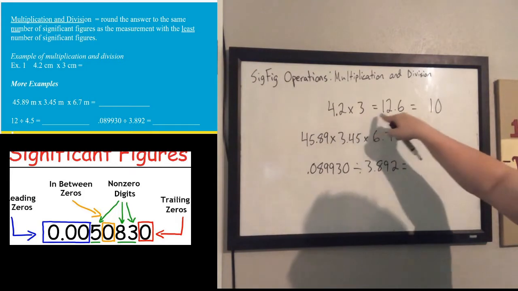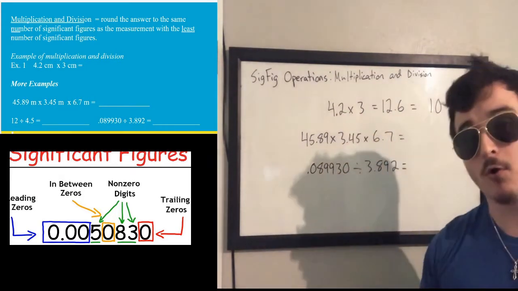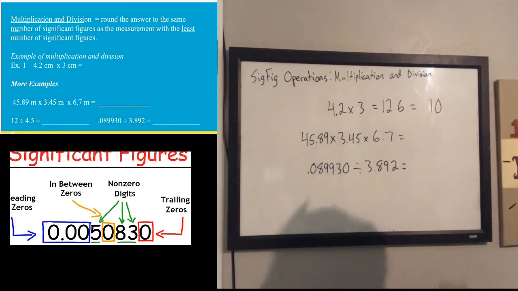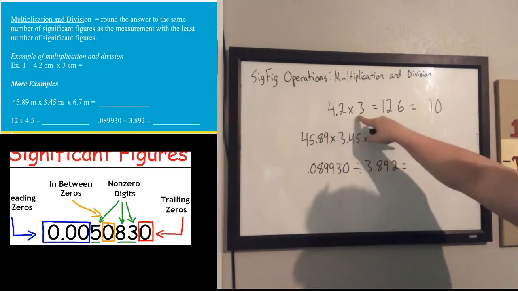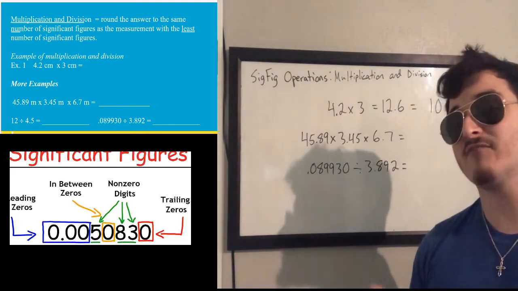4.2 times 3, in the calculator gives you 12.6, but if these are measurements we took in the lab, we are only as accurate as our least accurate measurement. So we have to round to the least amount of sig figs utilized. This one has 2 sig figs. This one has 1 sig fig. Therefore, our answer can only have 1 sig fig.